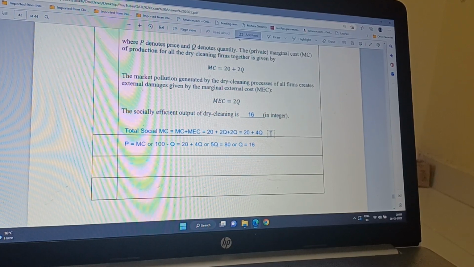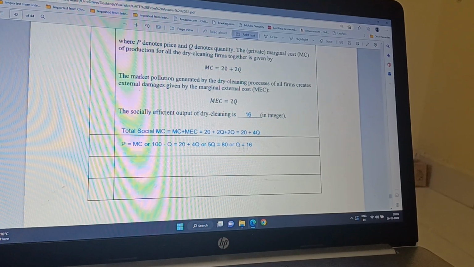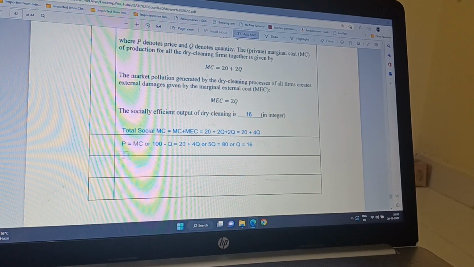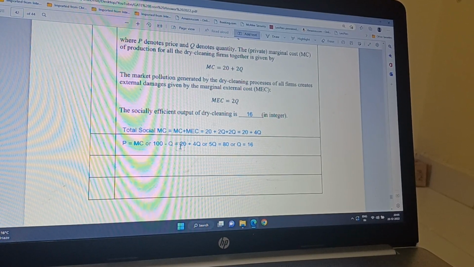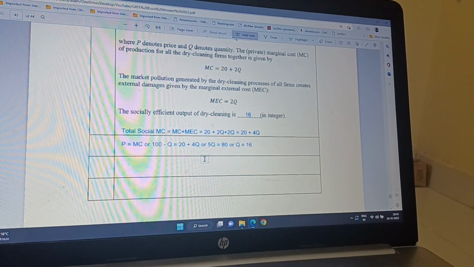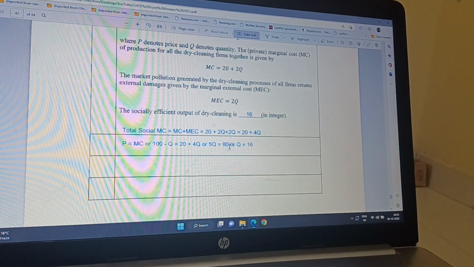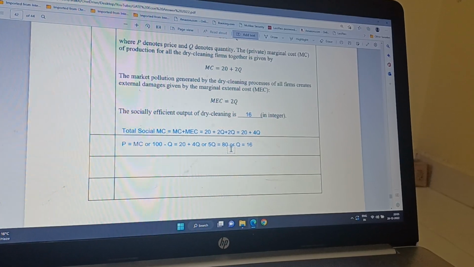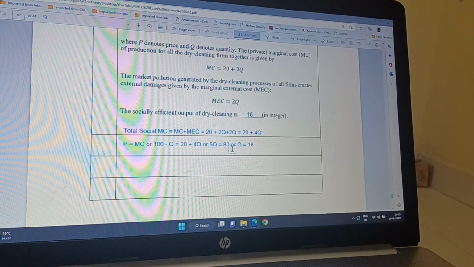That is our social marginal cost, and this must equal our price. So price is 100 minus Q, and that is equal to marginal cost, 20 plus 4Q. That gives us 5Q is equal to 80, and so Q is equal to 16. So that's the end of this section.